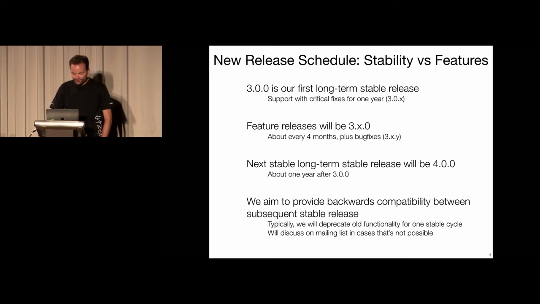In terms of backwards compatibility, our goal is to remain compatible between these long-term stable releases. Usually that means, if we want to remove something, we will deprecate it for 1 year: the first stable release will deprecate it, and the next will remove it. That's not always possible, because sometimes it really conflicts with development, holds us back, or makes certain things especially difficult. In those cases, we will take it to the mailing list and try to gauge the support for being a bit more disruptive. But this is generally the rule of thumb.